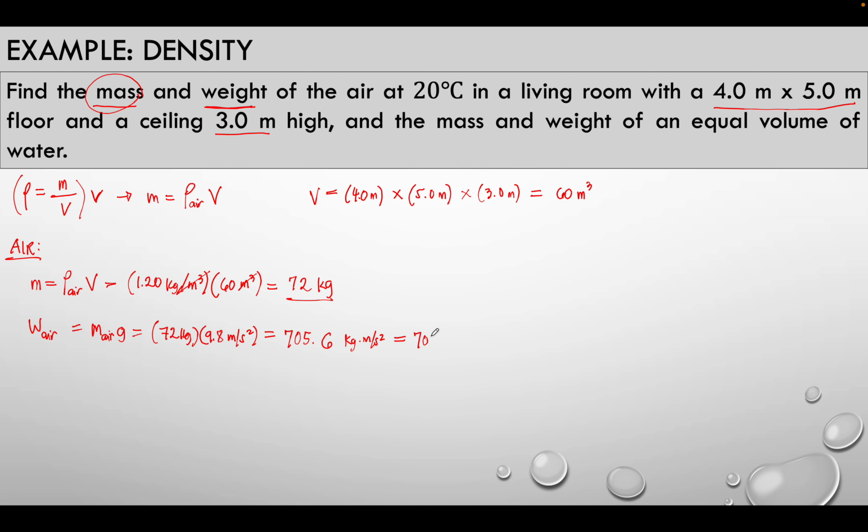So we have 705.6 newtons. We can use kilogram meter per second squared, or we can also use newton. So we have now the mass and the weight of the air. So we are done with, again, the mass and weight of the air. Now we proceed to the mass and the weight of water. So let's proceed to water.